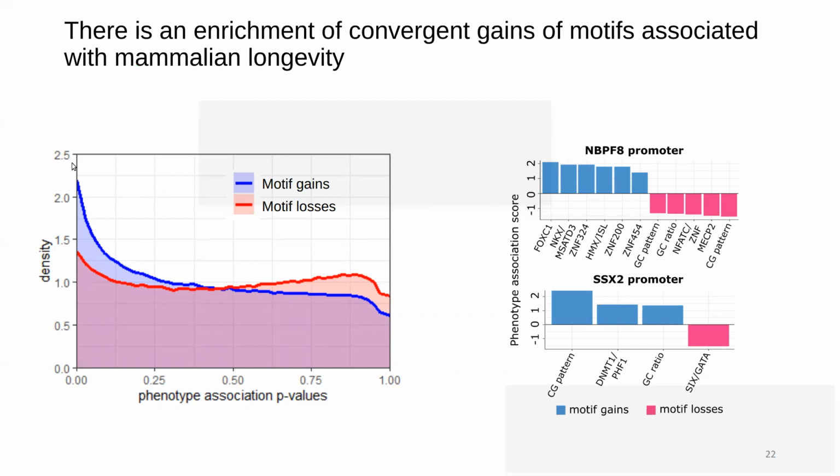But there's actually more of an enrichment for small p-values for motif gains, and we were very happy to see that because large body size and long life are derived traits, so they do involve innovation relative to the ancestral trait. Just to give some examples of the outputs, this is a promoter for a specific gene, and in blue are several significant motif gains associated with the evolution of the trait, and some motif losses associated with the evolution of the trait.